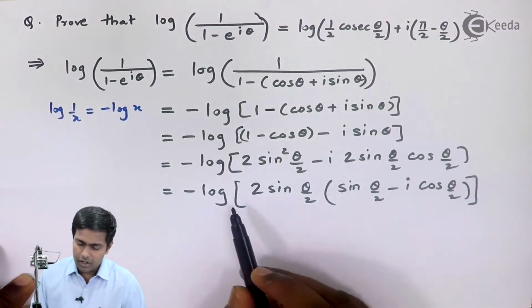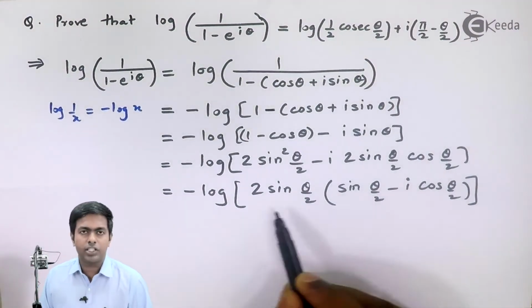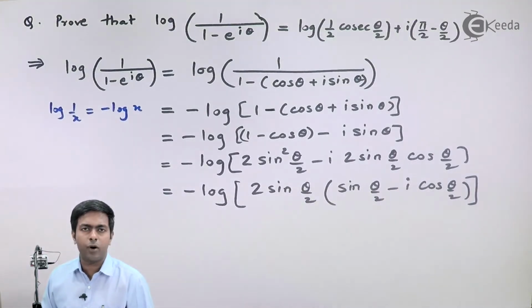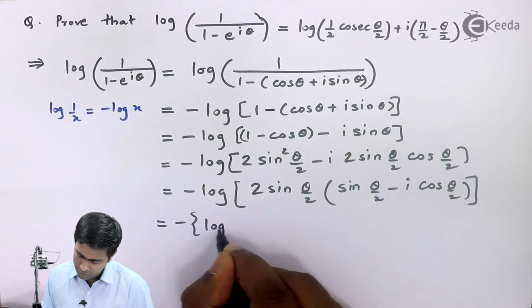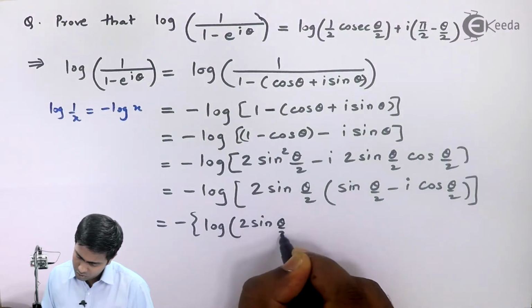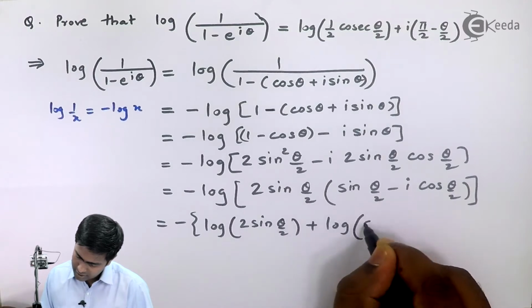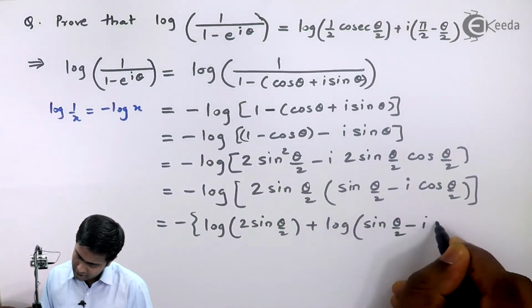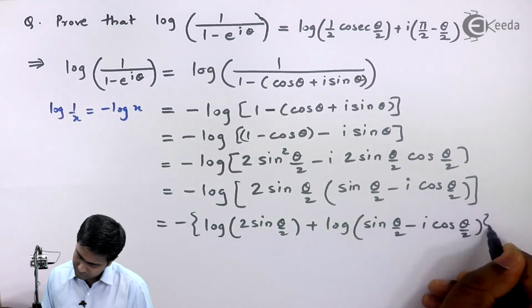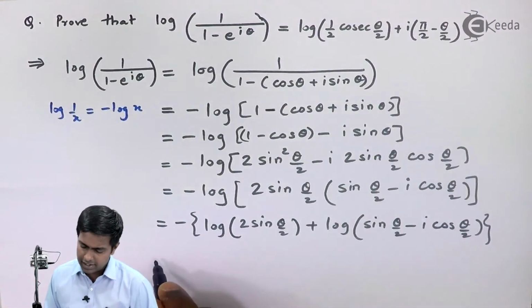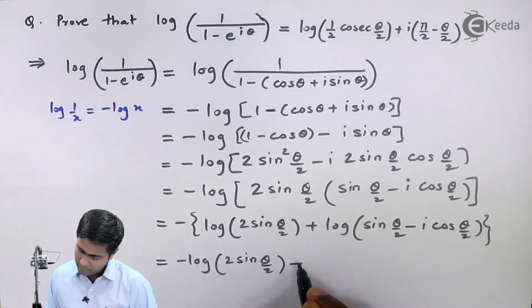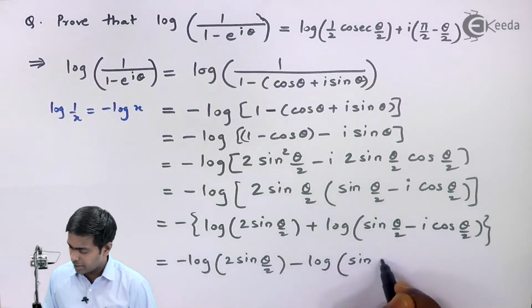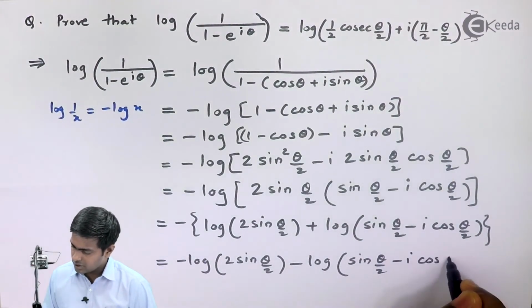Now here in the log we have two terms which are multiplying each other. So I can apply the formula log of a into b, that is log a plus log b. So that will become minus of log of 2 sin theta by 2 plus log of sin theta by 2 minus i cos theta by 2. Now due to this minus sign, this will become minus log of 2 sin theta by 2 and minus log of sin theta by 2 minus i cos theta by 2.